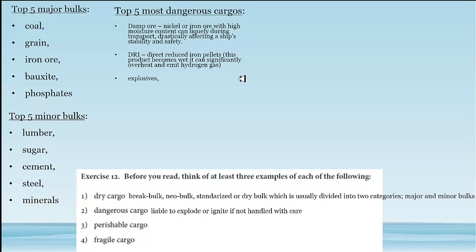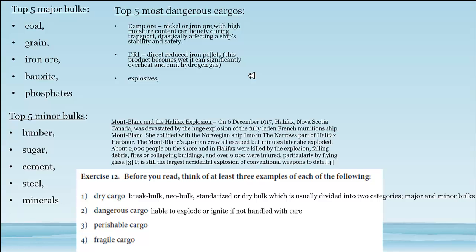That's probably one of the most dangerous cargoes. It led to the third most tragic accident in history with the most fatalities. This was in 1917, the Mont Blanc Halifax explosion. This happened in Nova Scotia, Canada. So, huge explosions. A French munitions ship, Mont Blanc, collided with a Norwegian ship, Imo, in the narrow parts of the Halifax harbor. The Mont Blanc's 40-man crew all escaped, but minutes later she exploded.